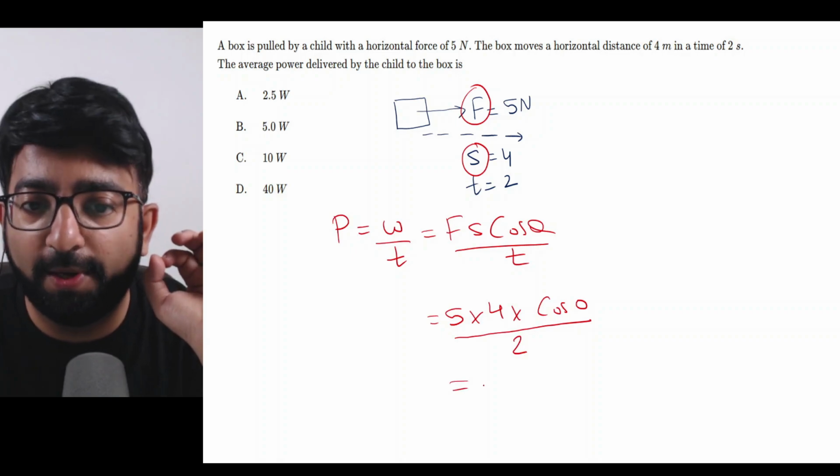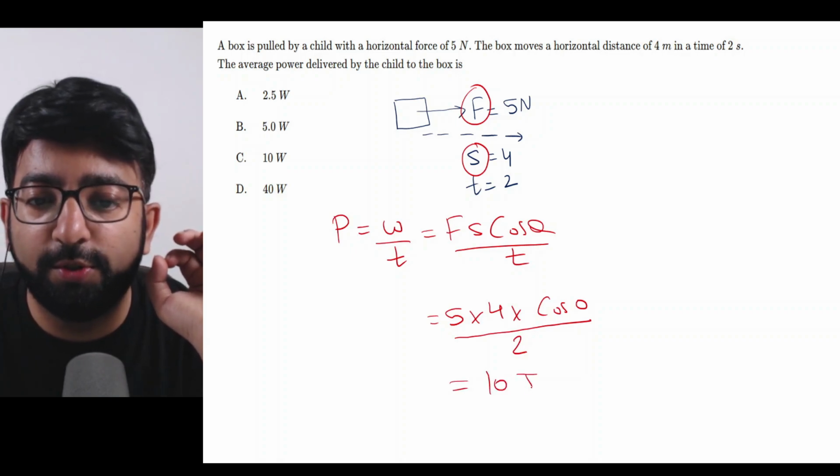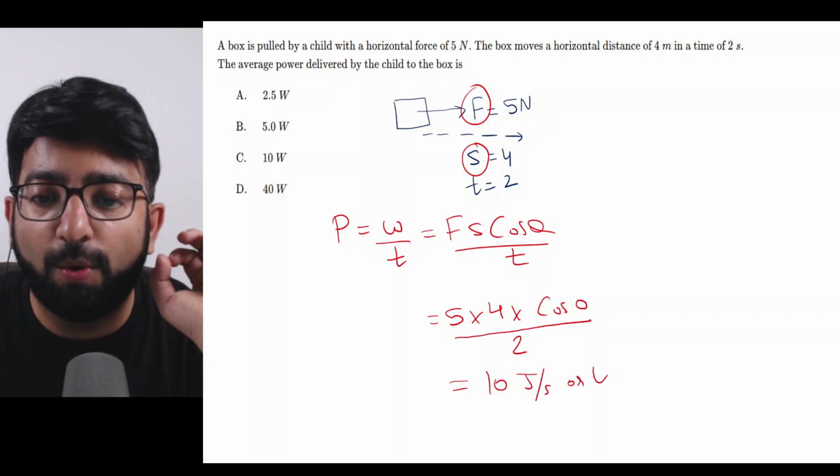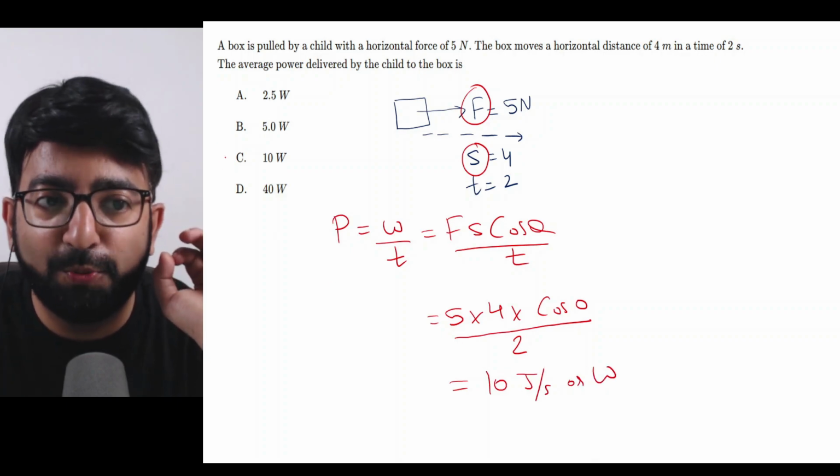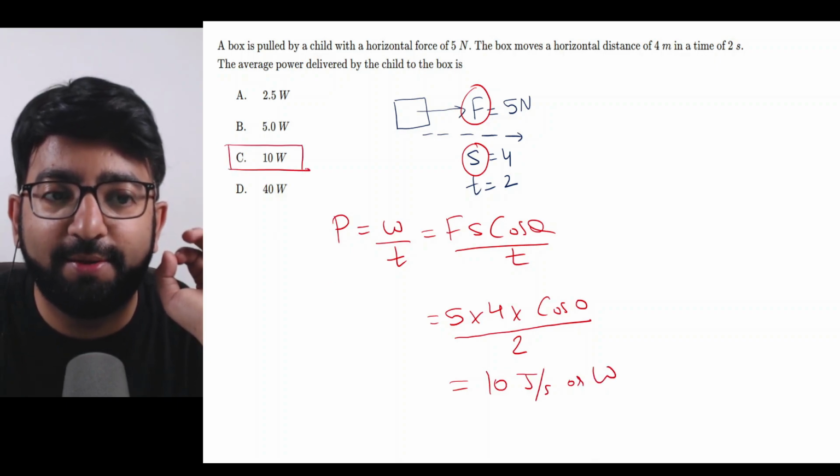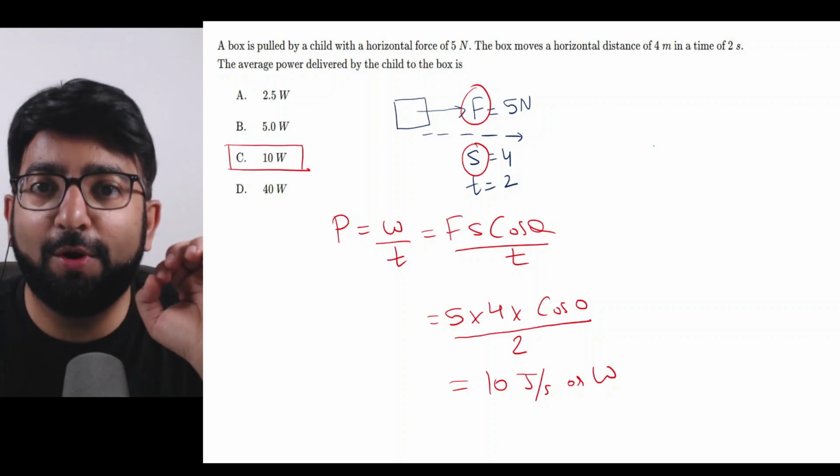And that's it. If we simplify this, we will get 10 joules per second or 10 watts as the answer, which means the answer is option C.